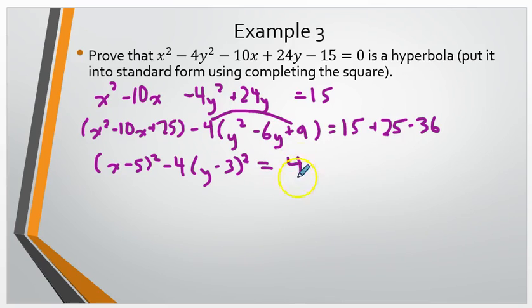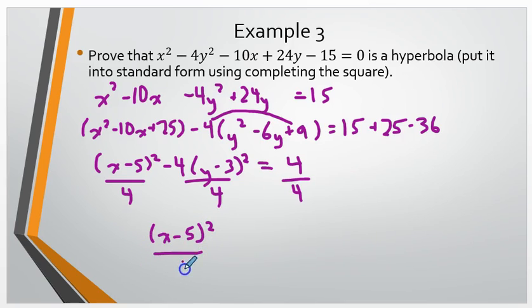My last step is that I need to turn this into a 1, so I'm going to divide every single term by 4 and reduce if possible. So now this will be (x minus 5) squared over 4. This one here, the 4's are going to cancel out, so you actually don't really have a fraction anymore. So I'm just going to write this as minus (y minus 3) squared.